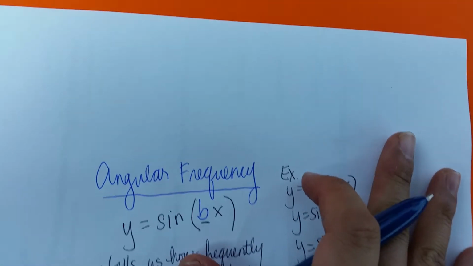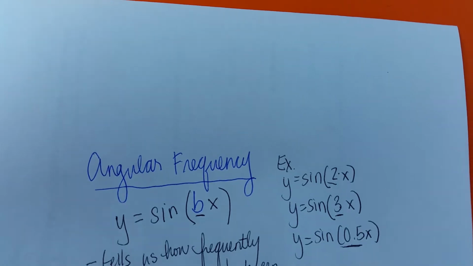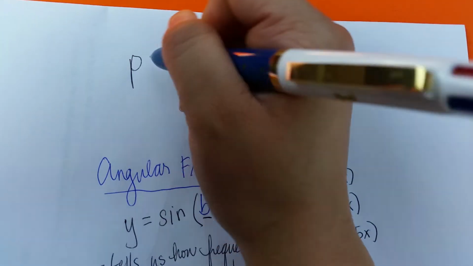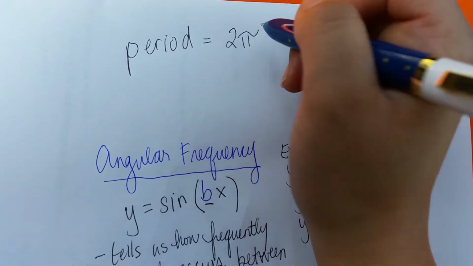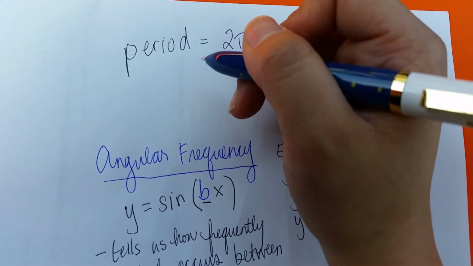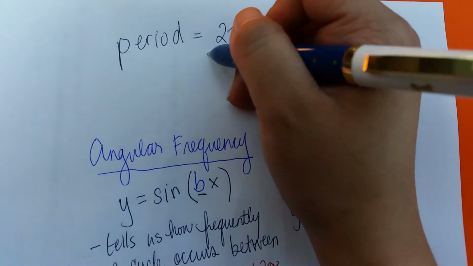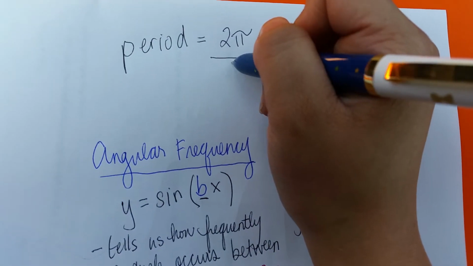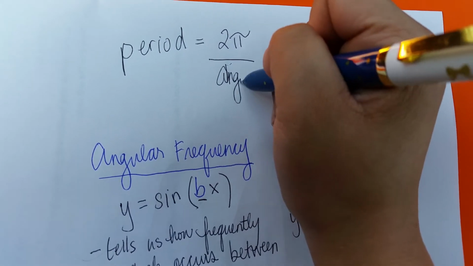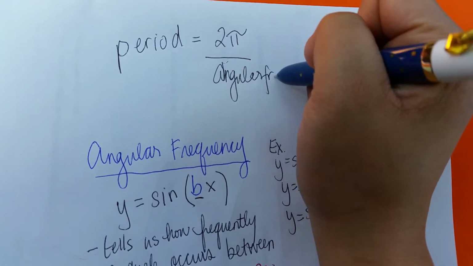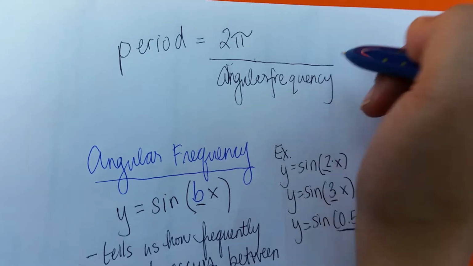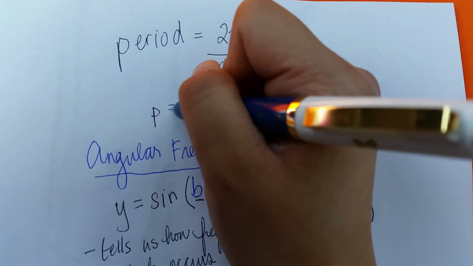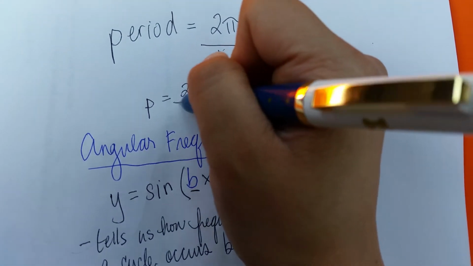And in general, the relationship between period and angular frequency is this. Period equals 2 pi, because we're looking at the length between 0 and 2 pi, divided by angular frequency. And for short, we can just write that as P equals 2 pi over B.